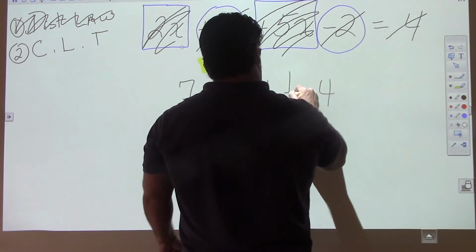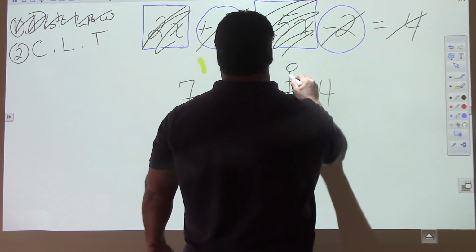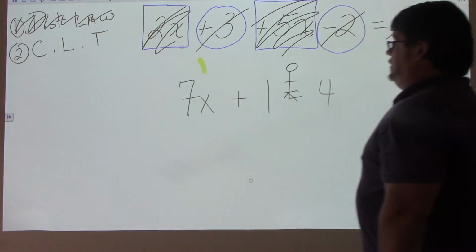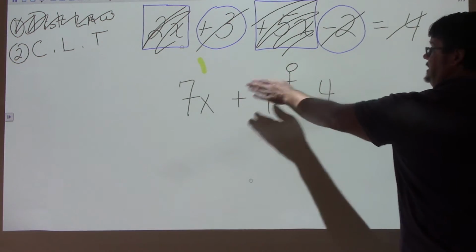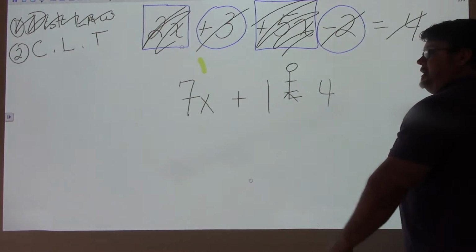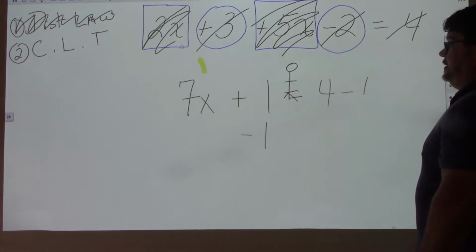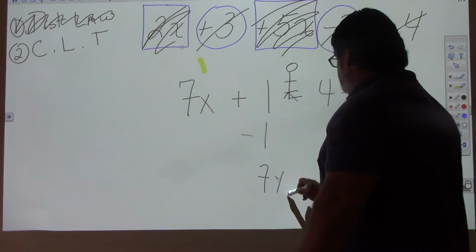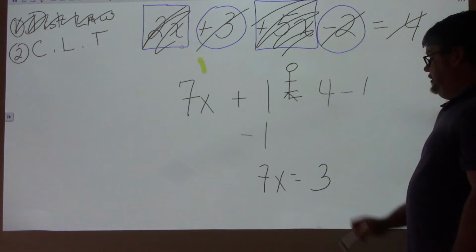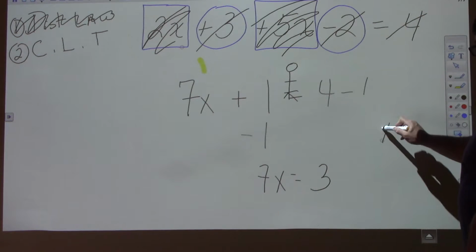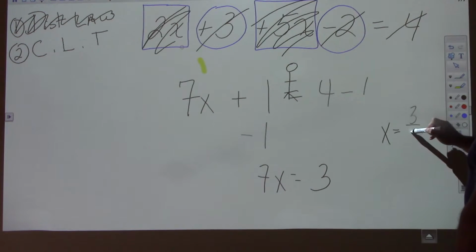But the little man still wants to get X by itself. That's always the objective. So we reach out. We can't get to the X because of the 1. How do you get rid of a positive 1? And if Susie does it, so does Jody. 7x is equal to 3. And x is equal to what? 3 over 7.